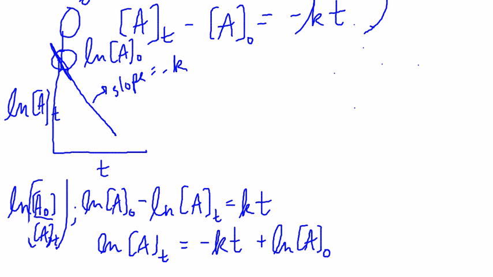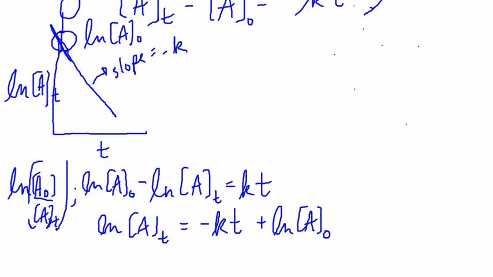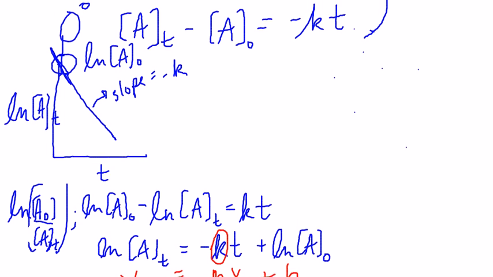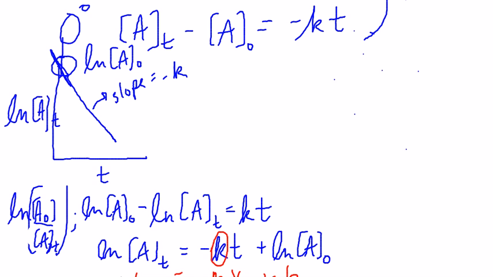And if you think about the equation for a line, y is equal to mx plus b. Y here is the natural log of A's concentration. The m is the slope, which is minus k, and the y-intercept is ln of A naught. So if you graph the natural log of A at time t versus t, you get a straight line.